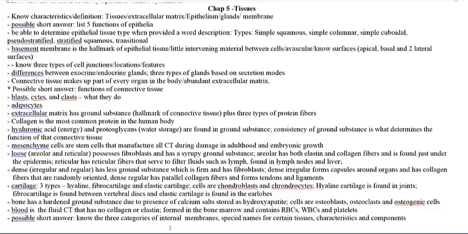Now, you won't have any pictures to identify. Everything that I'm going to ask you to identify will be written, as in the example I gave you above for the epithelial tissue.